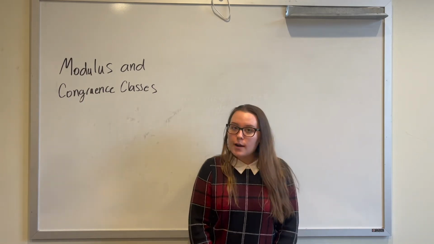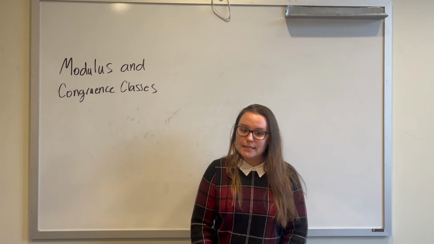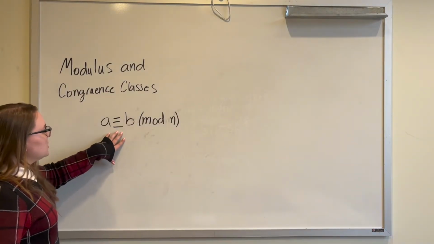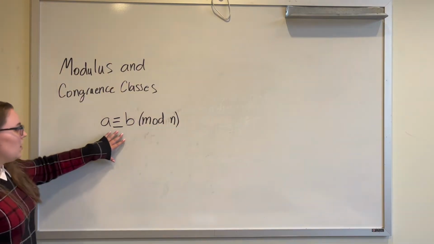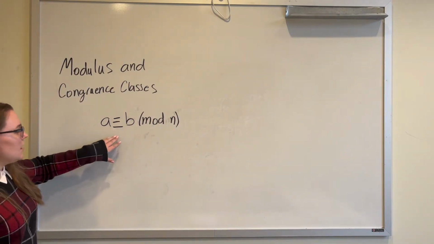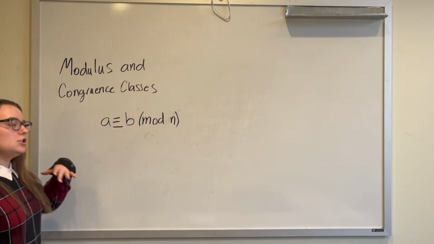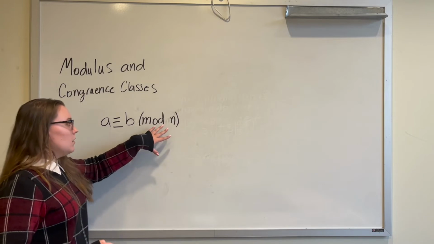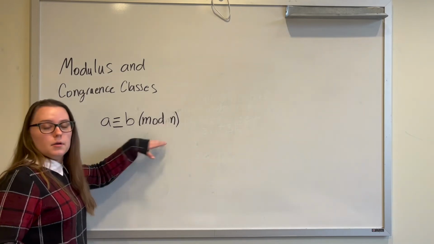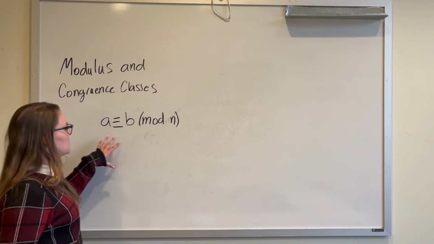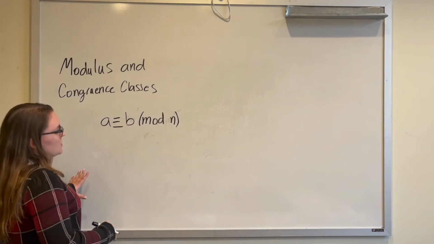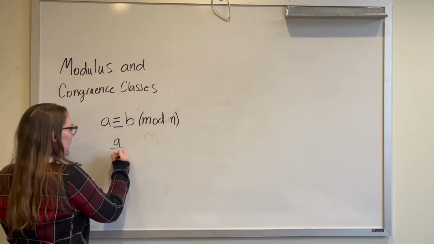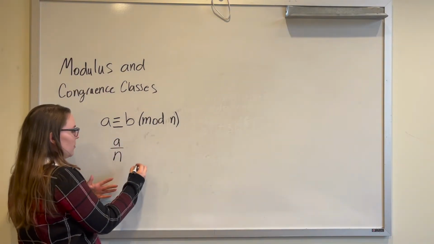Today I'm going to be giving you a crash course on modulus and congruence classes. So the modulus equation looks like this: a ≡ b mod n. Now this symbol looks a lot like an equal sign. It's very similar, but it just means that two numbers are congruent to each other. They mean the same thing in the space mod n, but they're not actually equal to each other. So now this literally means that when we divide a by n, we are left with a remainder b.